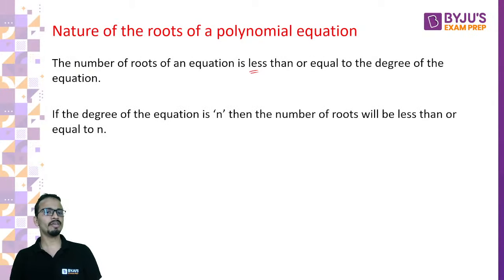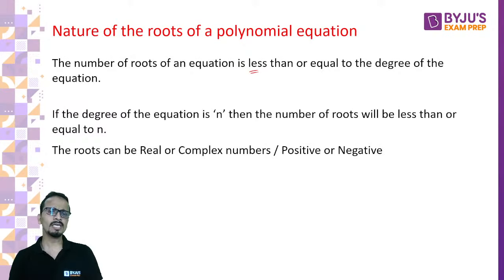So if we have a degree of equation as n, then the number of roots will be either less than or equal to n, considering the equal roots as well. Now if I talk about the nature of these roots, like I have already mentioned earlier, the roots can be real in nature or they may be complex numbers. So roots can be either real or complex numbers.